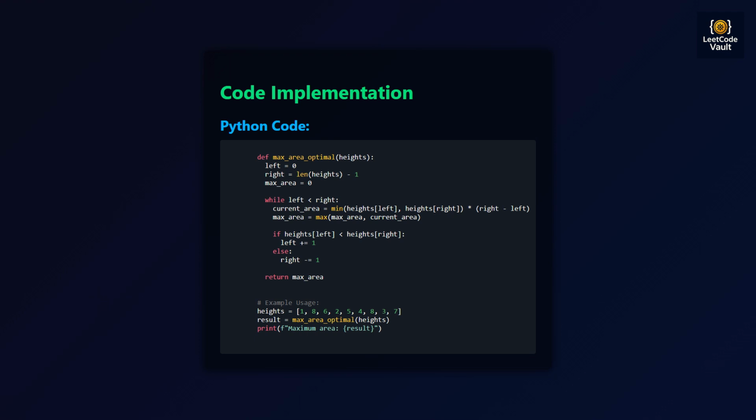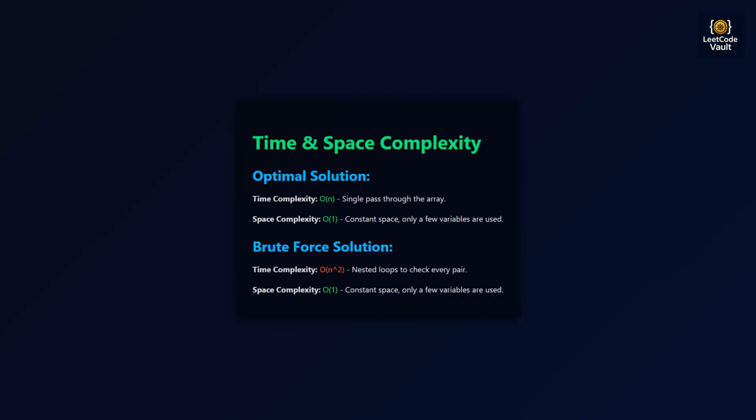Here's the code. def max_area(nums): left, right = 0, len(nums) - 1. max_area = 0. While left < right: area = min(nums[left], nums[right]) * (right - left). max_area = max(max_area, area). If nums[left] < nums[right], left += 1. Else, right -= 1. Return max_area. This code elegantly implements our two-pointer strategy, ensuring efficiency and correctness.